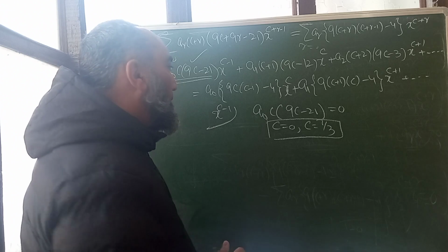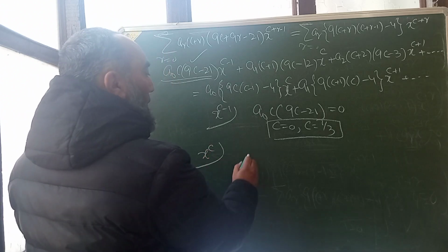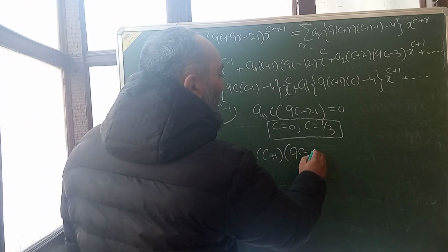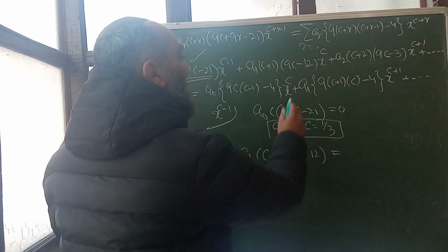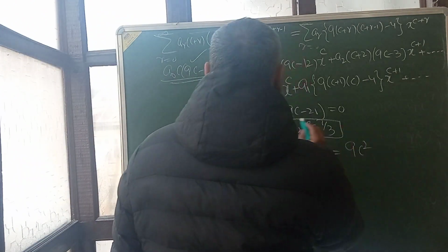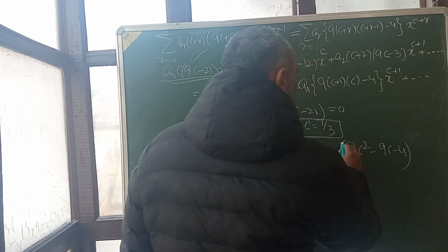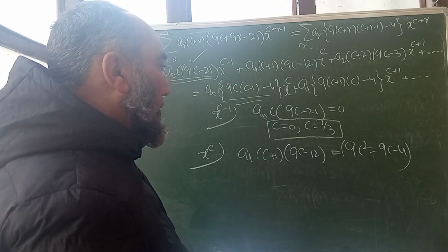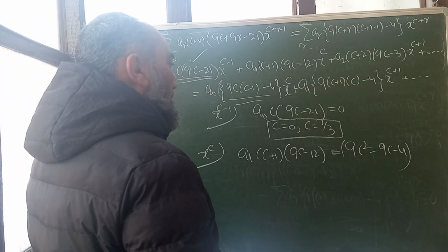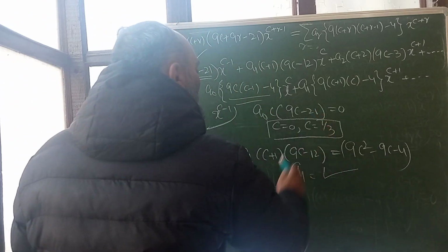So rule 1. Now coefficient of x raised to the power C. A1, (C plus 1)(9C minus 12). And right hand side, with C you have this one: 9C square minus 9C minus 4. Can we solve it? Oh, no, keep it like this. It doesn't matter. Okay. So you have A1. You can find A1. Okay. Similarly, you can find A2.